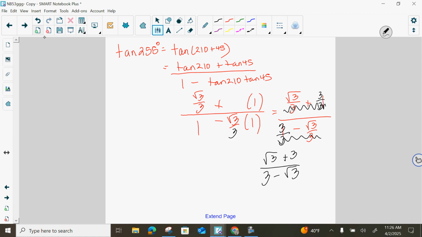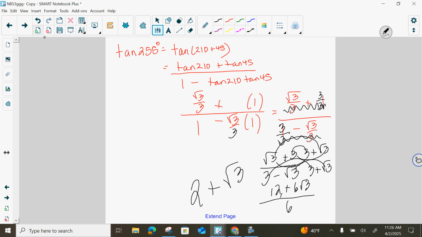All right, so I'm going to rationalize by multiplying by 3 plus rad 3. And let's see what we get. We get 12 plus 6 rad 3 in the numerator. Denominator, I get 6. I know I skipped a step, right? But let's see, I get 9 plus 3. That's my 12. And I get 3 rad 3 plus 3 rad 3. Then on the denominator, I just get 9 minus 3, 6. So I've got 2 plus rad 3.